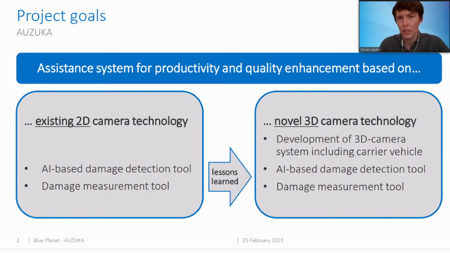The other part of the project is the development of a 3D camera system that doesn't exist like that yet. It's a novel system, including the carrier vehicle and everything else. So this is like a really complex hardware development. And after that, we also want to develop an AI-based damage detection system. And we want to demonstrate that the 3D technology has benefits because of the additional 3D structural properties that are contained in the data. Obviously, we want to take advantage of the lessons learned from the 2D part, which we were working on earlier in the project, for the 3D part.